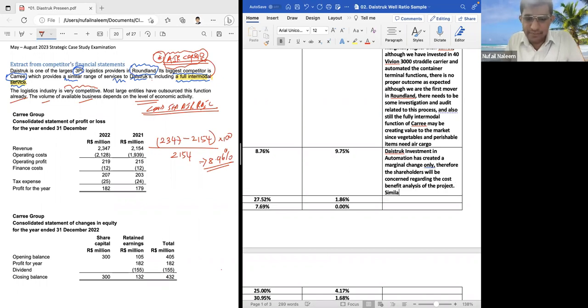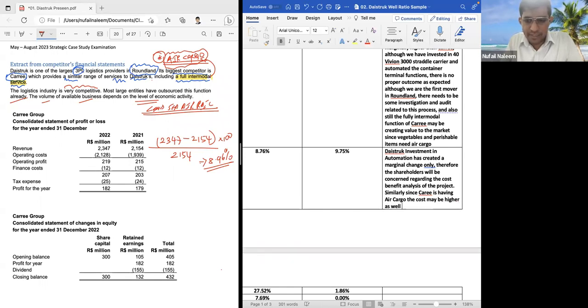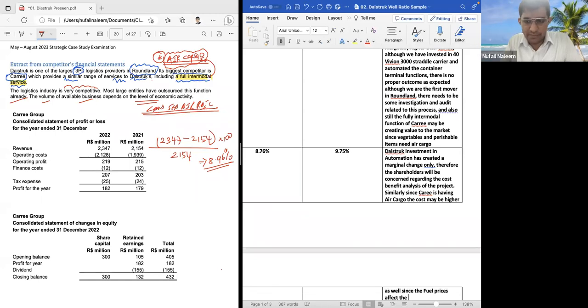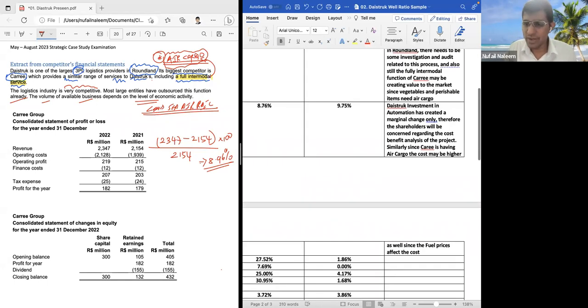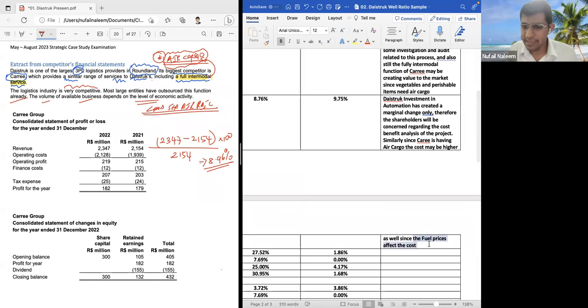Similarly, since Carry is having air cargo, the cost may be higher as well, since the fuel prices affect the cost. Students, if you do not mind, can you please highlight this sentence somewhere, write it down: fuel cost.